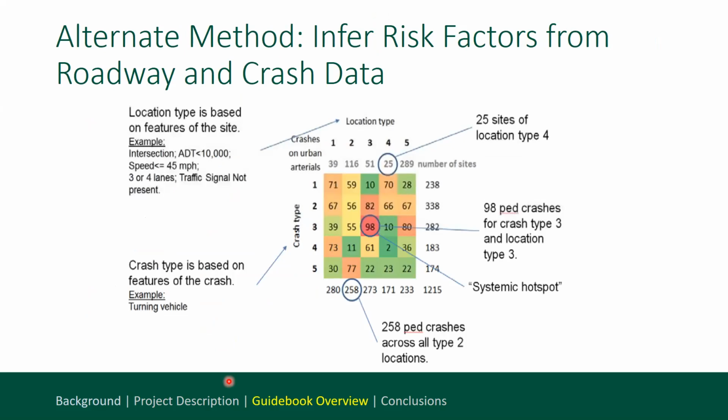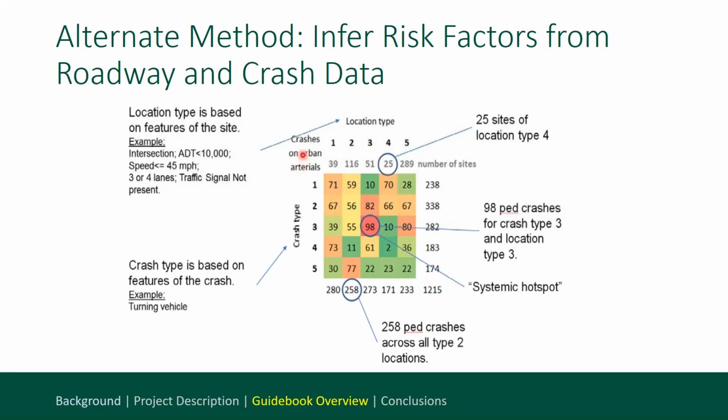Risk factors from road and crash data. So here, you develop more of a contingency table. So let's say you have 1,215 pedestrian crashes in your community. You try to develop a frequency table, like the one you already developed in one of the labs.